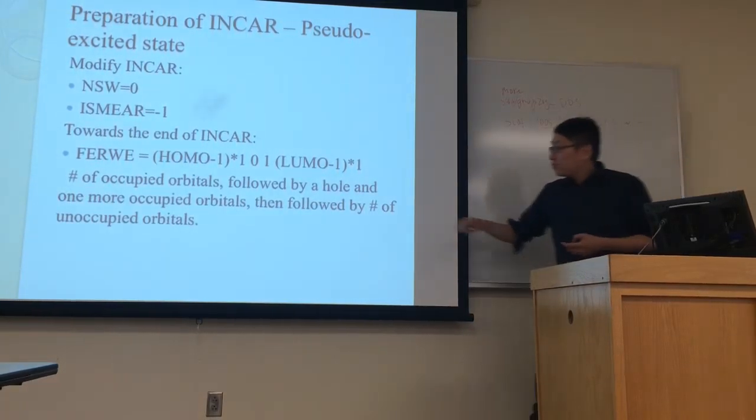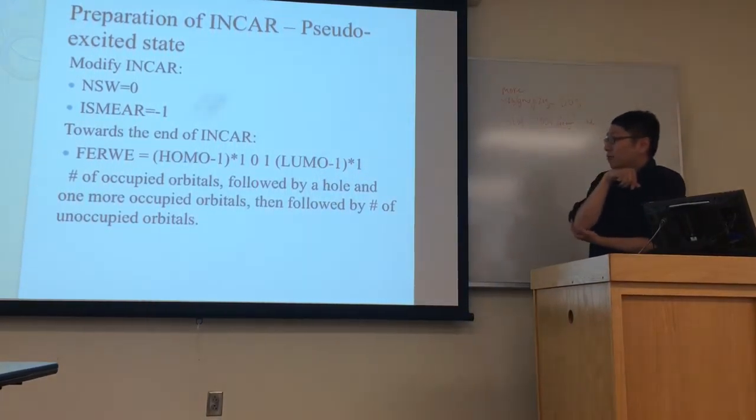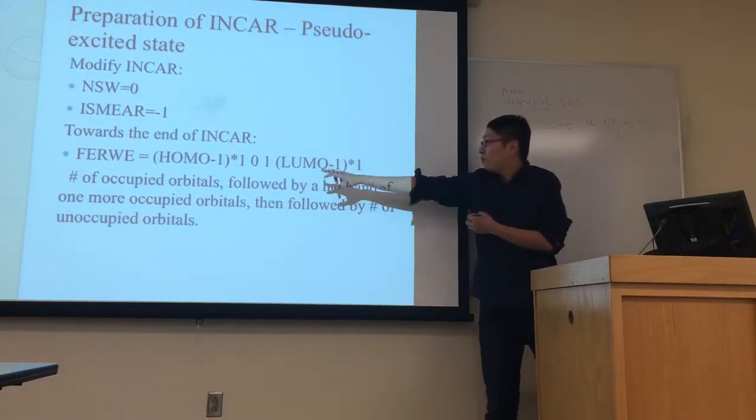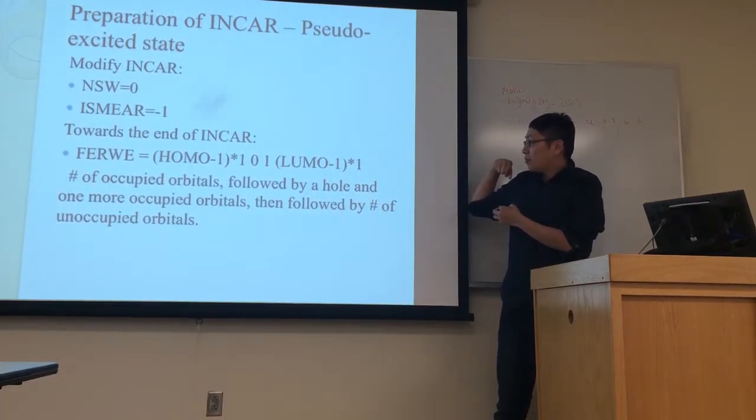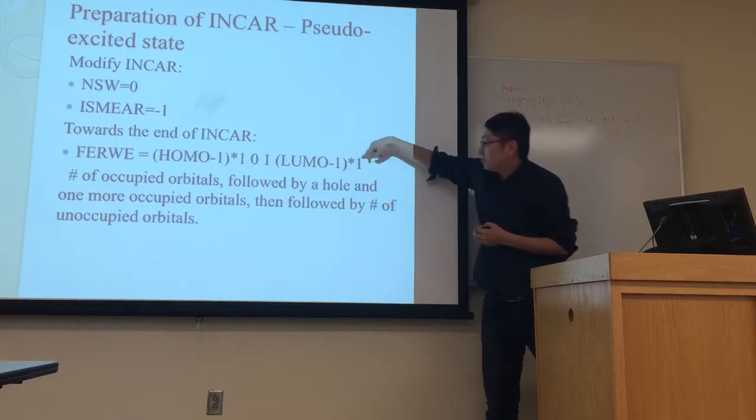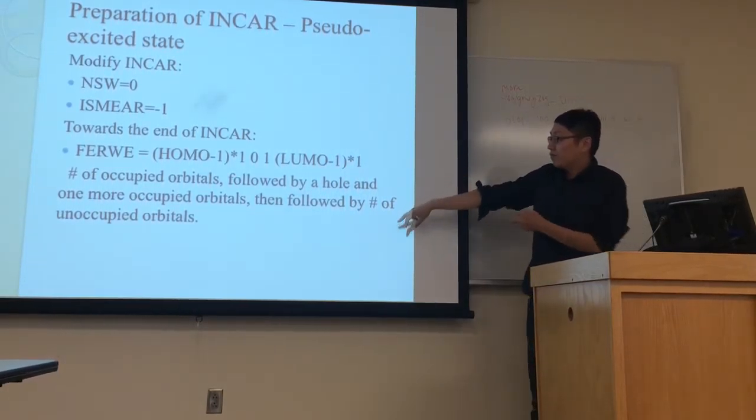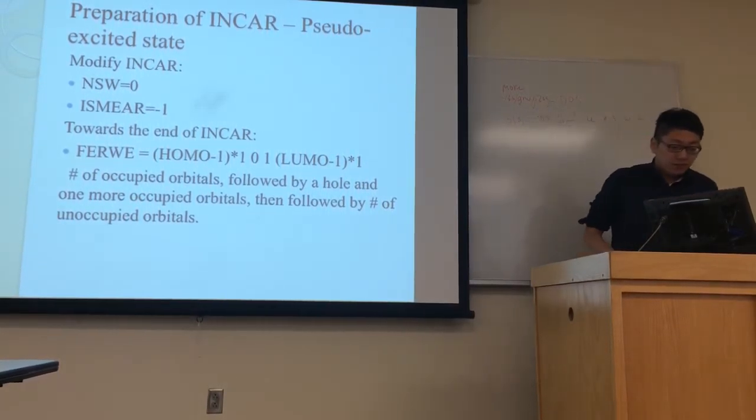And the first one is the number of occupied orbitals, followed by a hole and one more occupied orbital, then followed by the LUMO, the number of unoccupied orbitals.